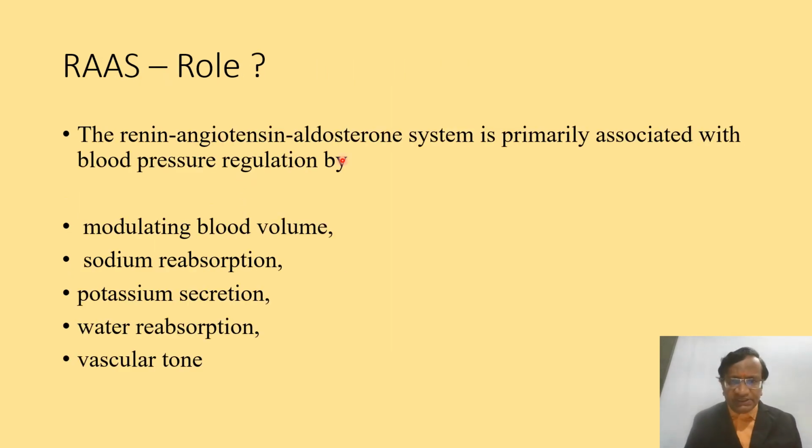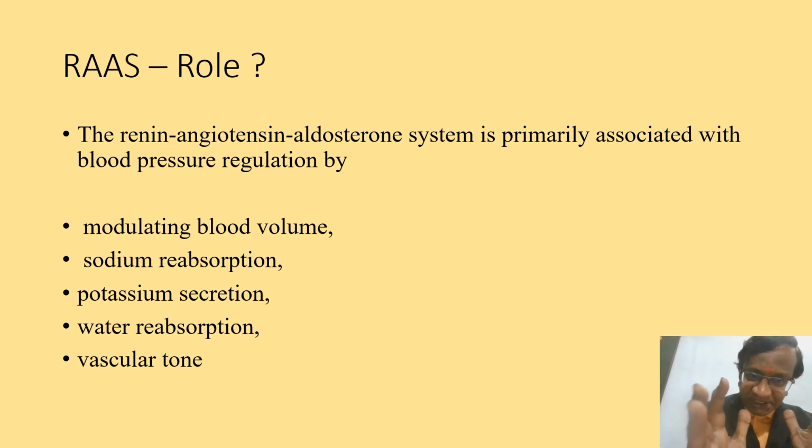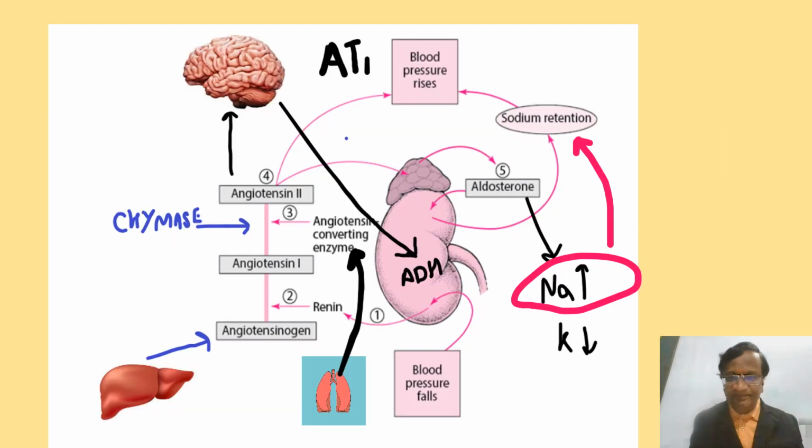The renin angiotensin is primarily associated with blood pressure regulation. How does it do this? It maintains blood volume. It increases sodium resorption, thereby water, thereby volume. It increases potassium secretion, water reabsorption, and it increases vascular tone, thereby the BP is increased. So this is the role of blood pressure regulation by the RAS. It is very difficult to understand before we go into the image.